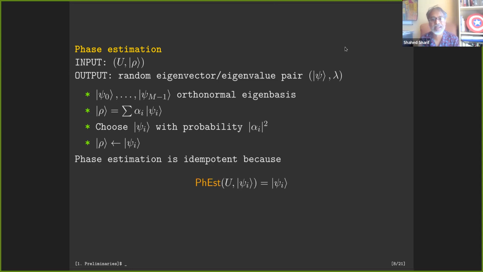So we can't really extract additional information from the same quantum state. On the other hand, the fact that we replace rho means that the phase estimation procedure is idempotent. If you do apply it twice, you're just going to get the same thing the second time as the first time, because if you start with an eigenvector, you're going to end up with the same eigenvector. Here I've suppressed the eigenvalue, but the eigenvalue is also part of the output.